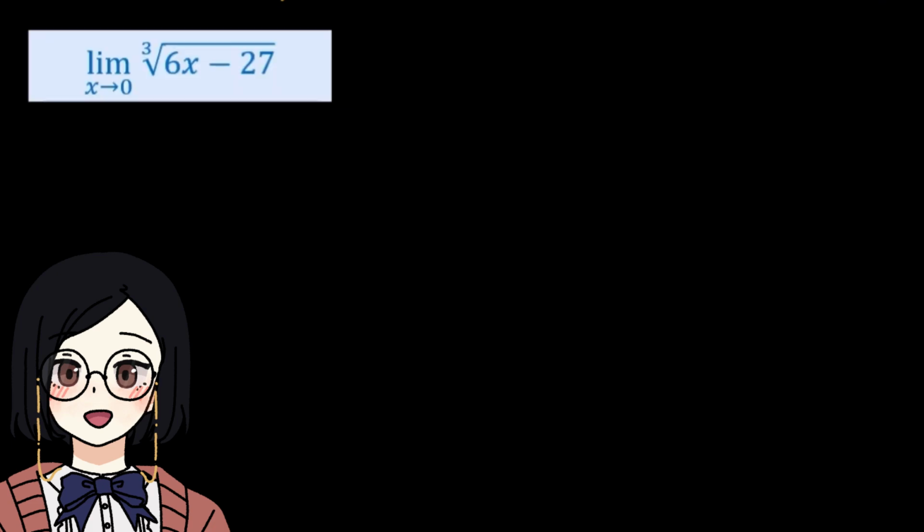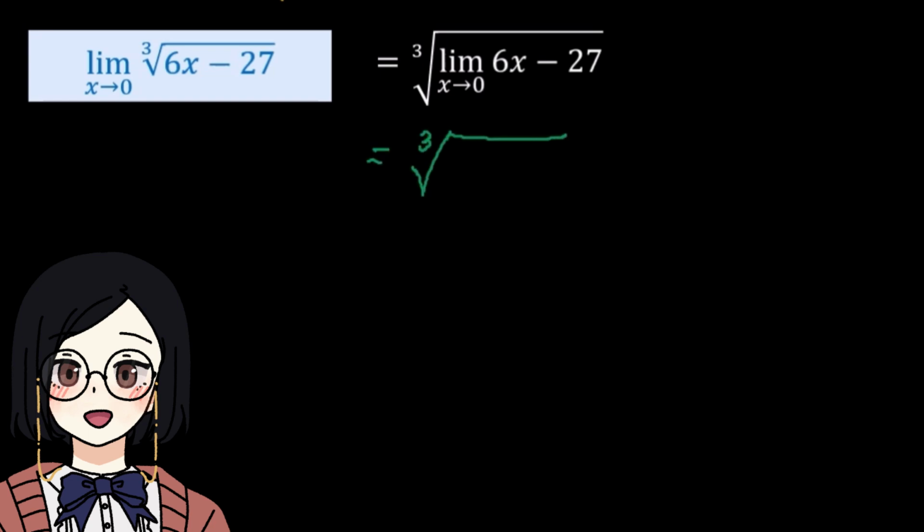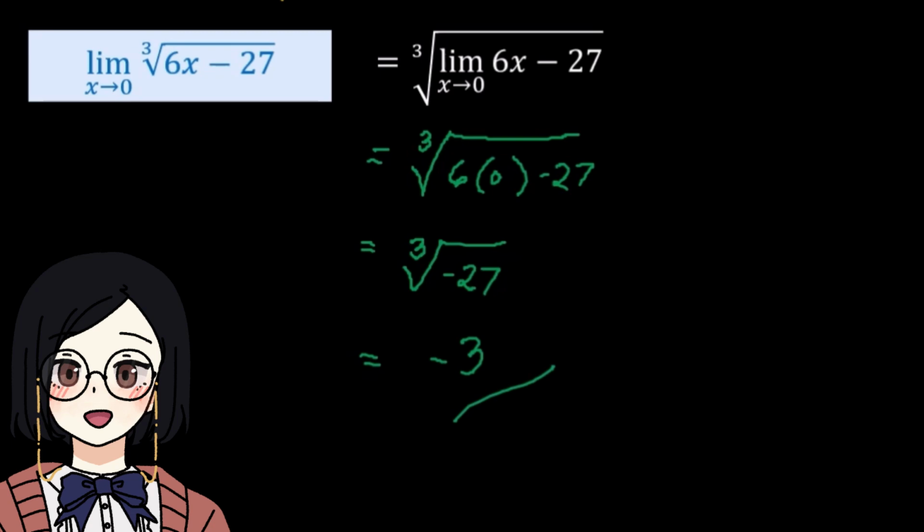Evaluate the limit of the cube root of 6x minus 27 as x approaches 0. Applying the law, we will have the cube root of the limit of 6x minus 27 as x approaches 0. Evaluating the function at x equals 0, we will have 6 times 0 minus 27. Simplifying further the radicand, we will get the cube root of negative 27, which is equal to negative 3. Therefore, the limit of the cube root of 6x minus 27 as x approaches 0 is negative 3.